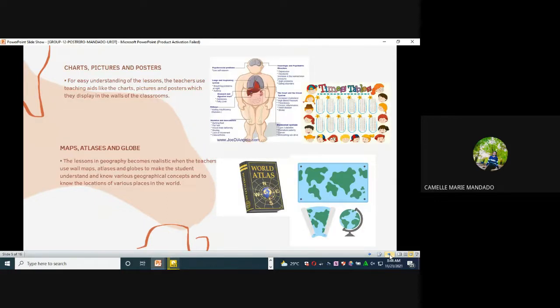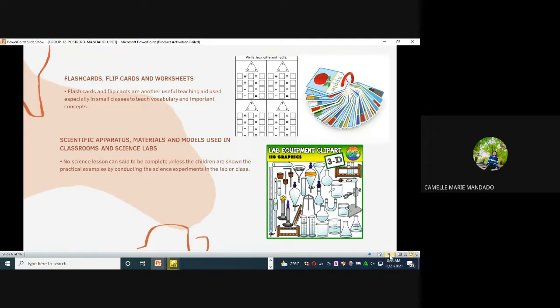Charts, pictures, and posters. For easy understanding of the lessons, the teacher uses teaching aids like charts, pictures, and posters which they display on the walls of the classrooms. Maps, atlases, and globes. The lesson in geography becomes realistic when the teachers use wall maps, atlases, and globes to make the students understand various geographical concepts and to know the locations of various places in the world. Next is flashcards, flip cards, and worksheets.